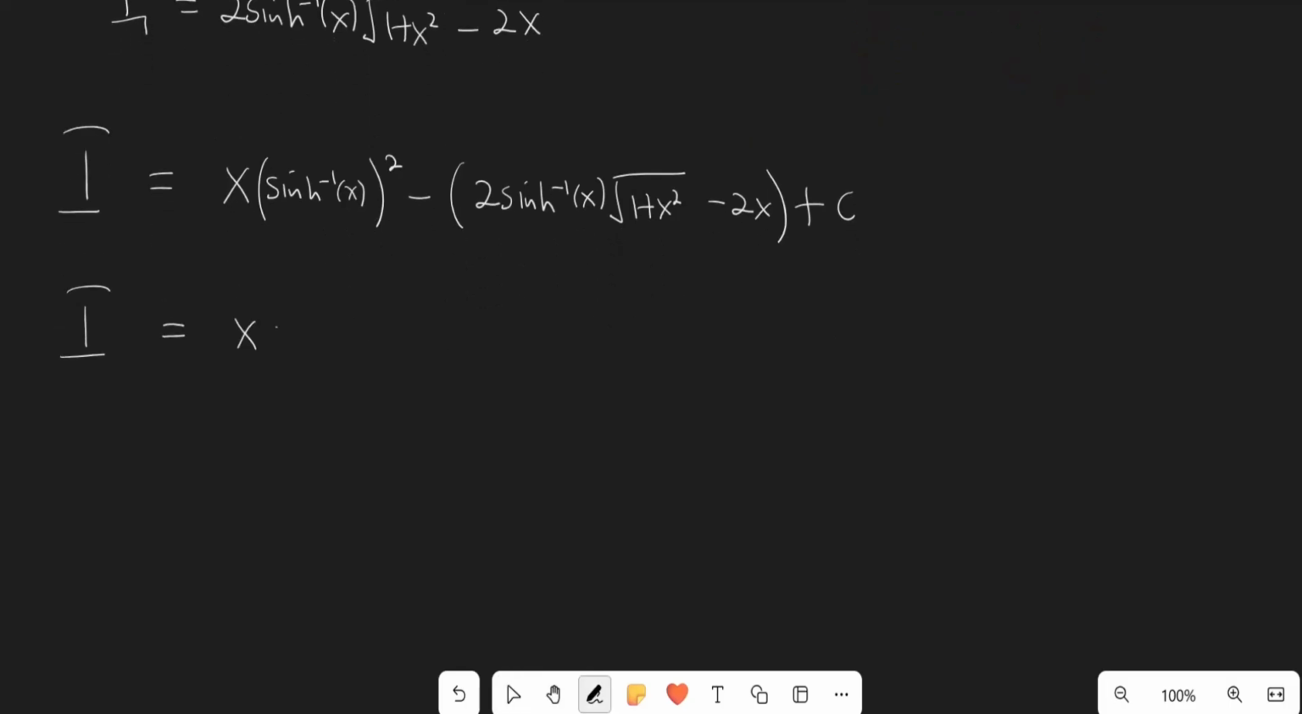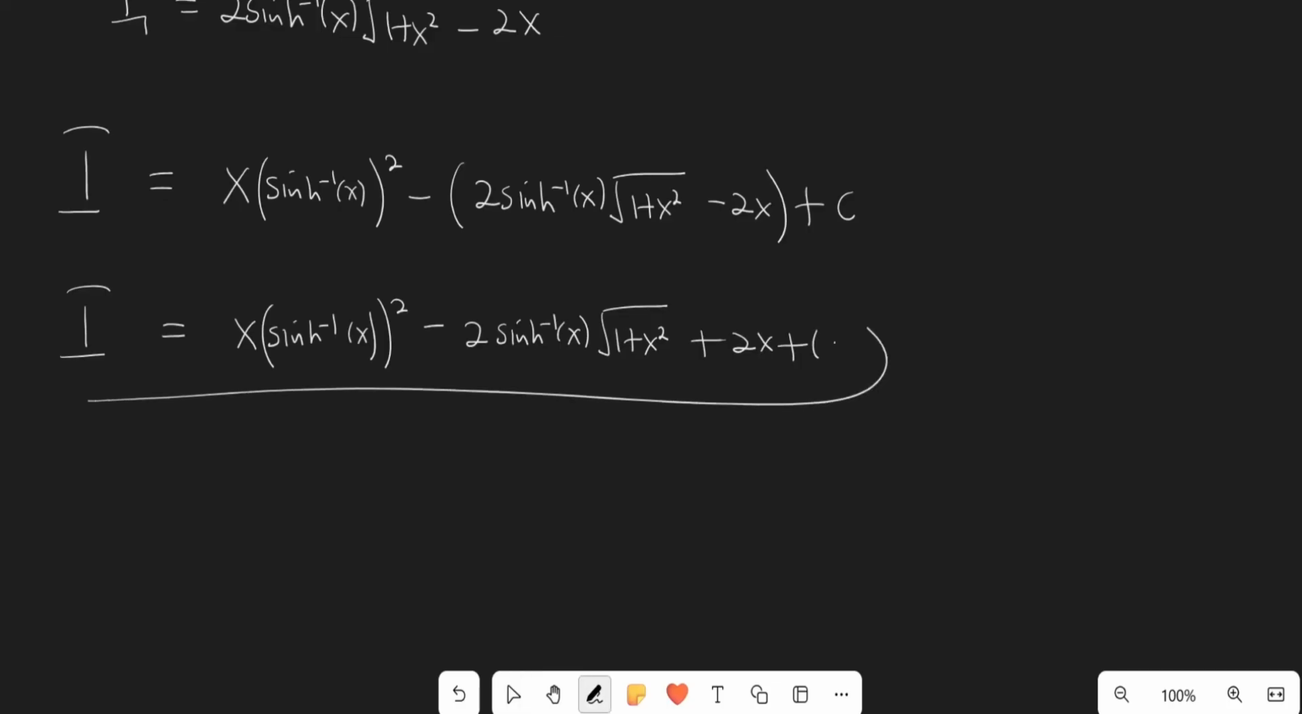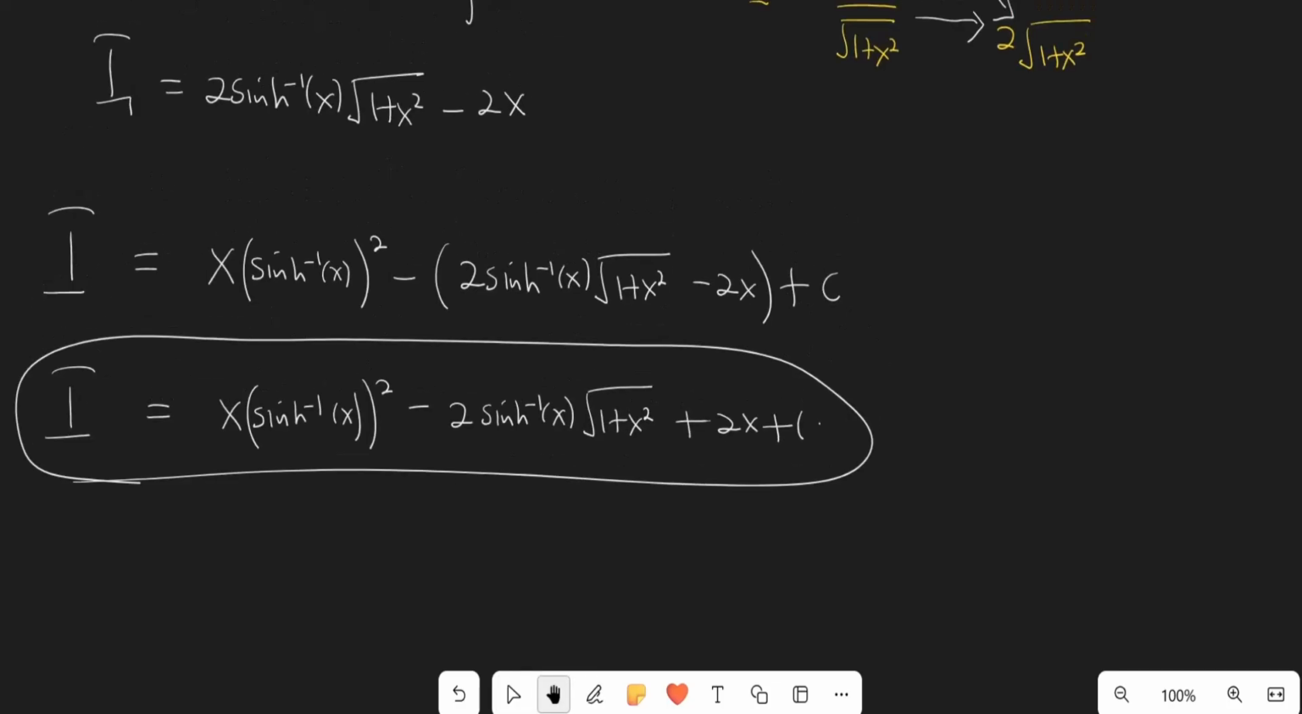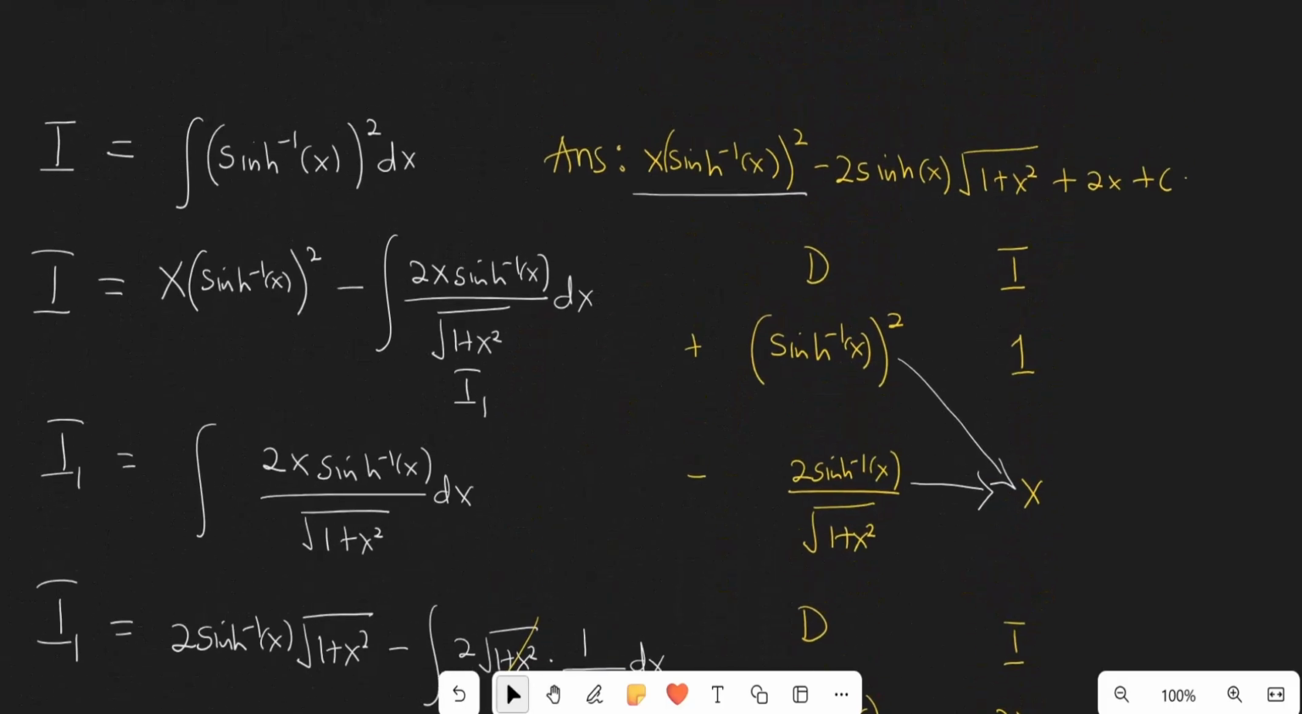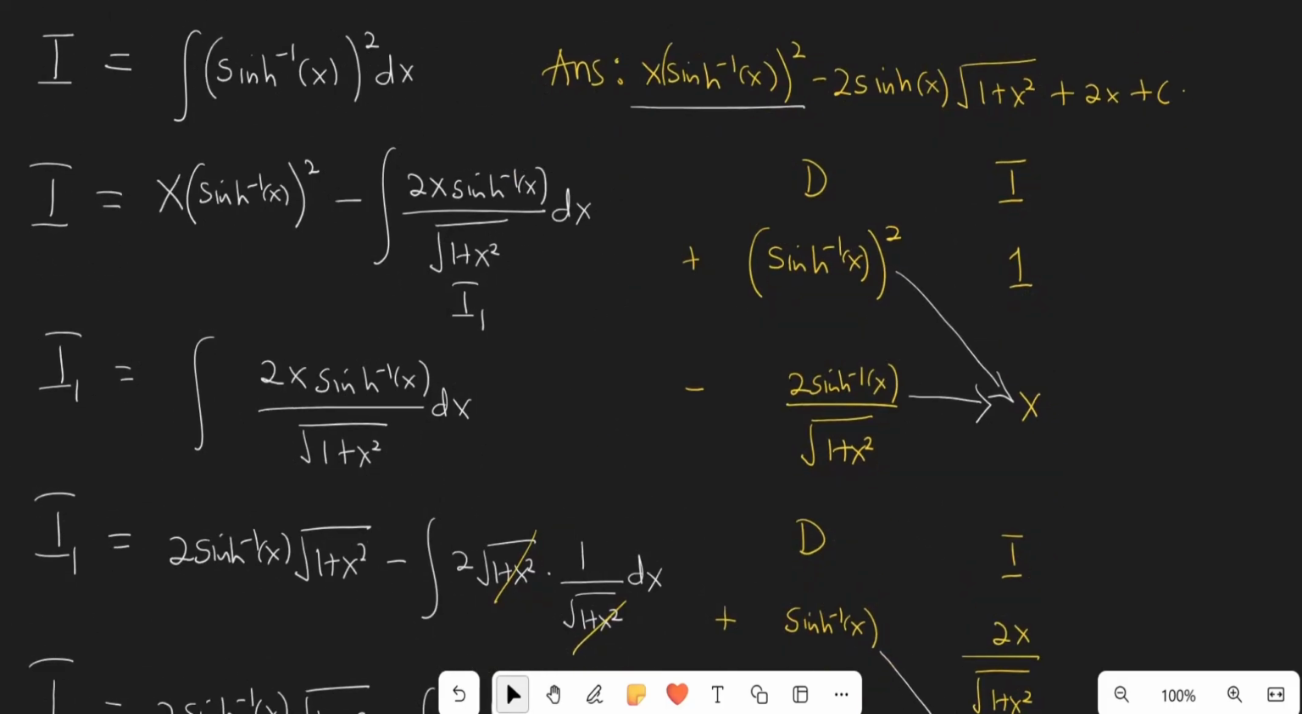I is equal to x times the sine hyperbolic inverse of x, this one squared. Now opening with the negative, we have 2 times the sine hyperbolic inverse of x times the square root of 1 plus x squared, plus 2x, plus the constant of integration. And this one agrees with the answer that MIT gave, and that conforms with the answer I gave in the beginning of the video. So this one is the answer to this beautiful integral.